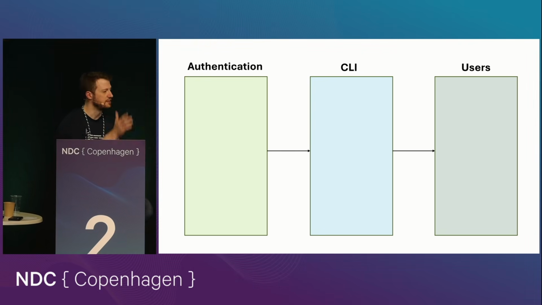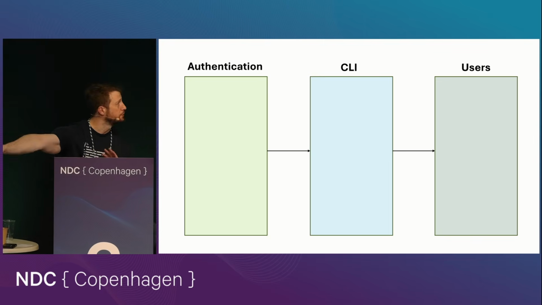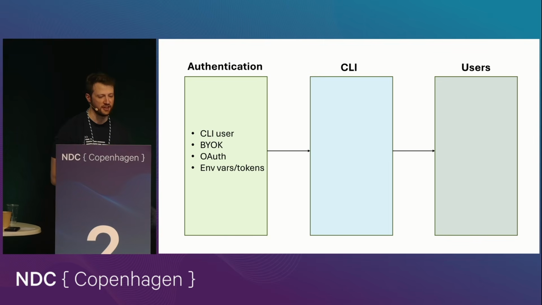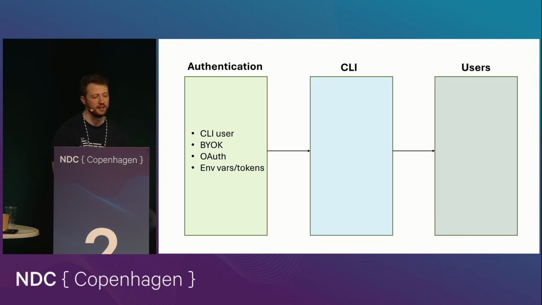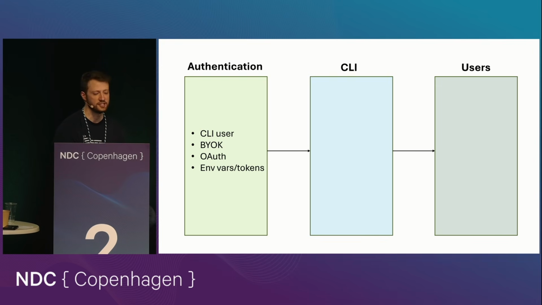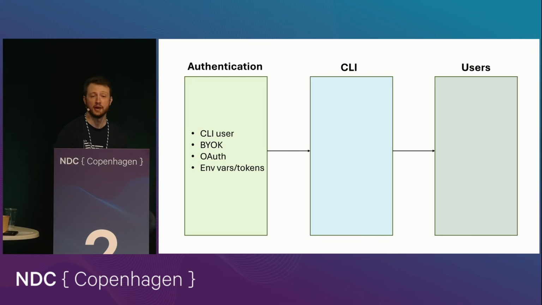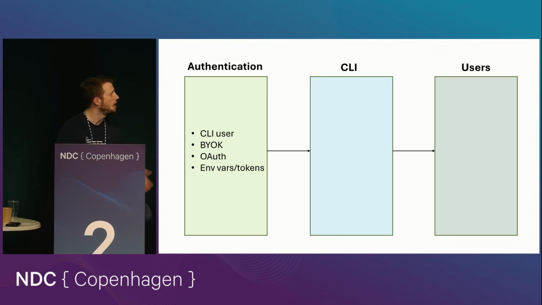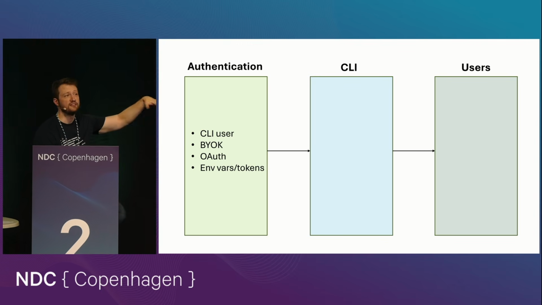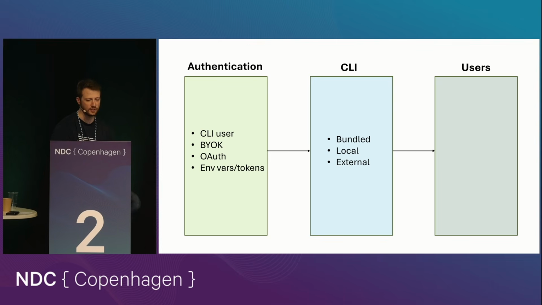However you do this, there's kind of these three stages you want to address. First is authentication. Figure out how you're going to do that. Am I just going to use the logged in CLI user? Am I bringing my own key? Am I using GitHub OAuth? Or am I putting a token in my environment variable somewhere?